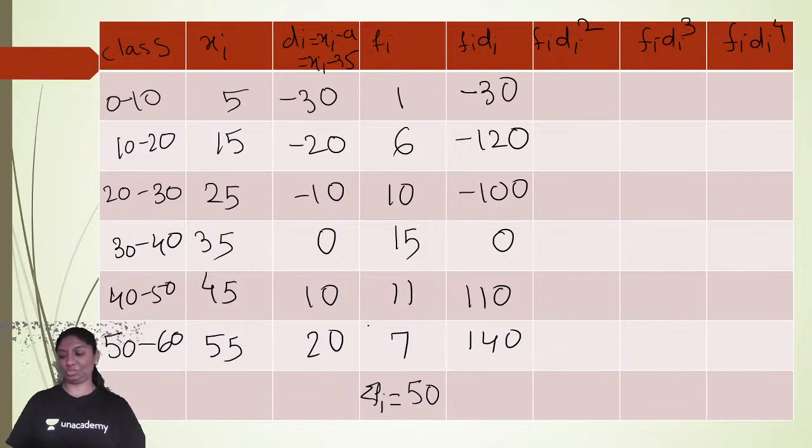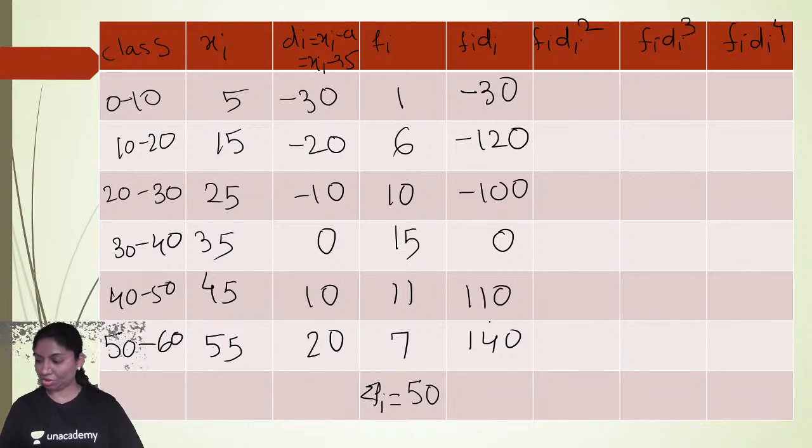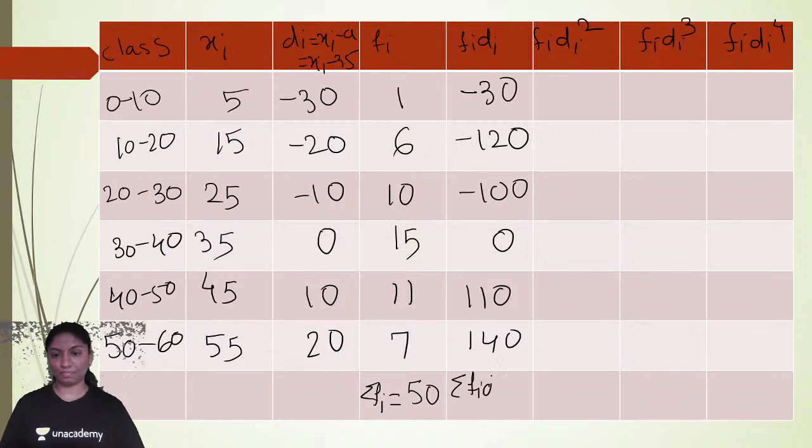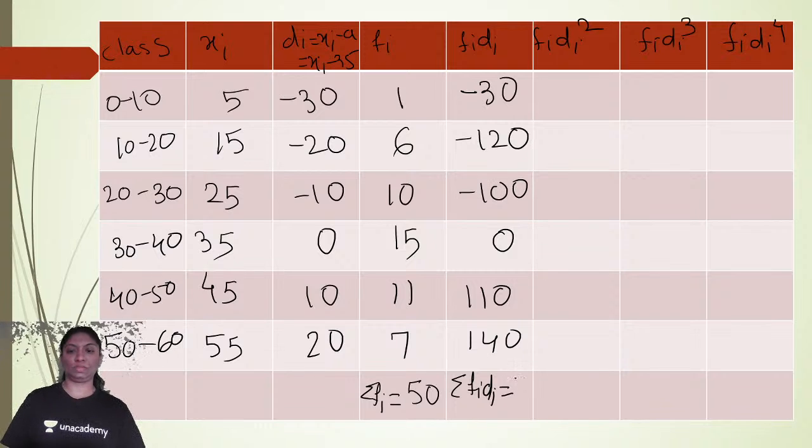Okay, we require summation of fi di. So summation of fi di, if you see, is equal to again 0, 140, 110, that is you will get 250. 250 plus this minus 250 again 0. Summation of fi di is equal to 0.